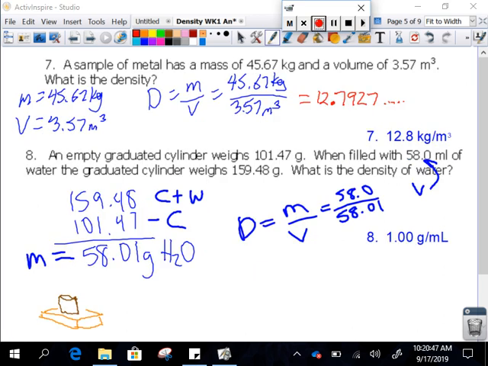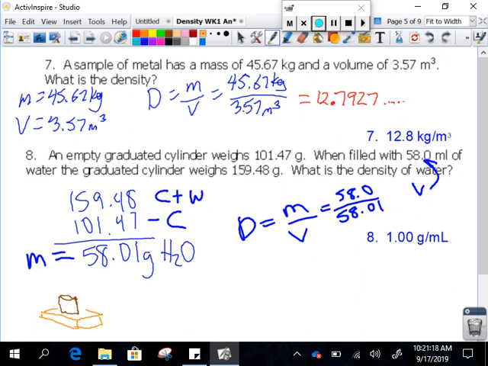Okay, so in number 7, we're back to just solving for density. It does give us some weird units that people really get hung up on. Units for mass are anything with grams, and it could be a prefix, so they gave us kilograms. So this is a big, heavy object, with a large mass at 45.67 kilograms. And then they gave us a volume in cubic meters, which is also a little weird.